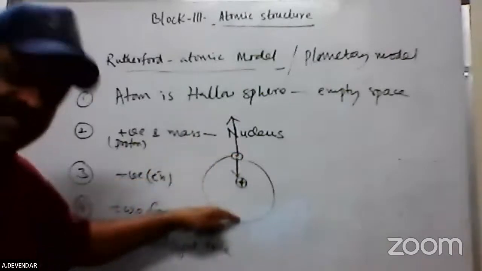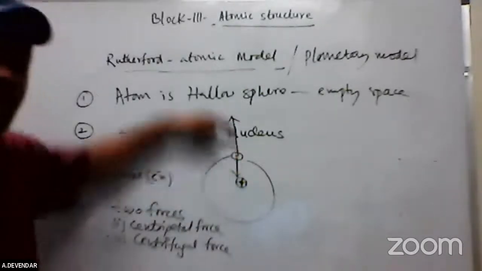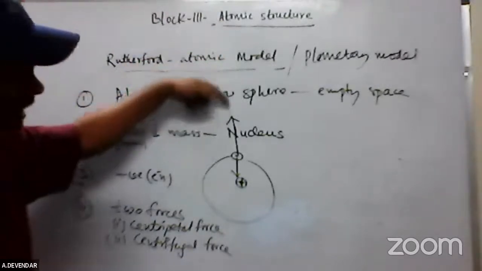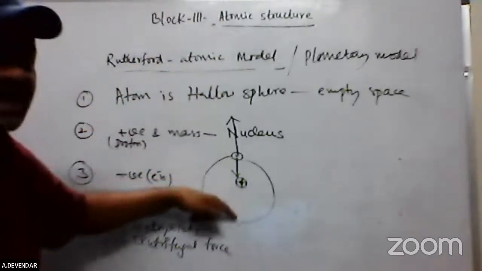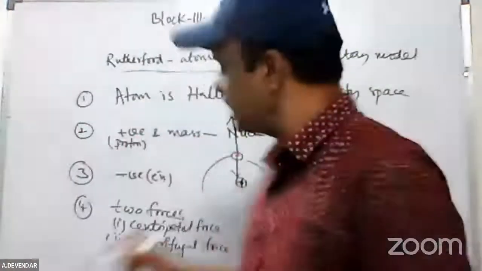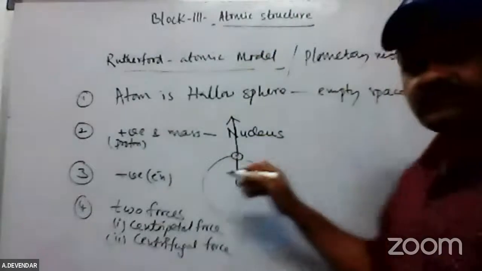One is the inward attraction. Another is in the outward direction, an outside attraction. The outward attraction and the inward attraction are equal. Since the forces are equal, the electron revolves in its path only.